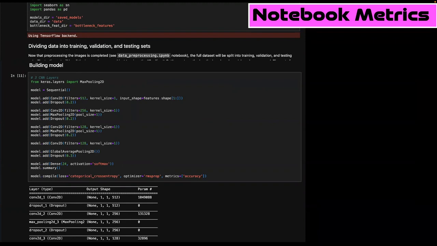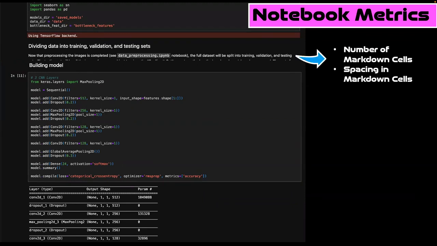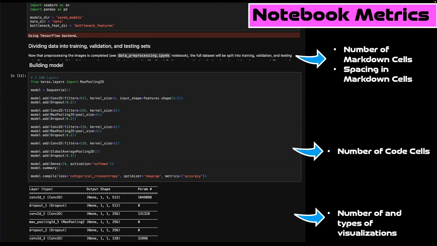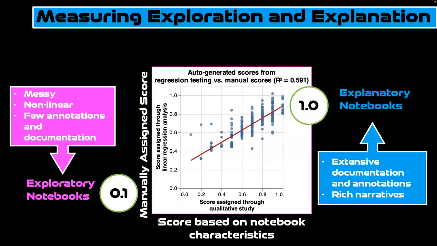First, we needed to identify and extract notebook metrics that could map to the EE scores. We found that organizational and output-related characteristics were the most correlated. We extracted things like number of markdown cells, spacing in markdown cells, number of code cells, and the number and types of visualizations. We fitted a linear regression model.